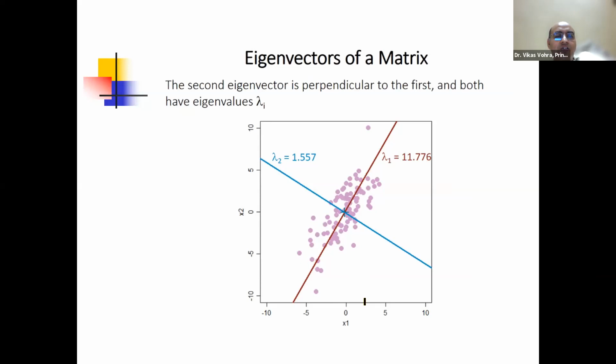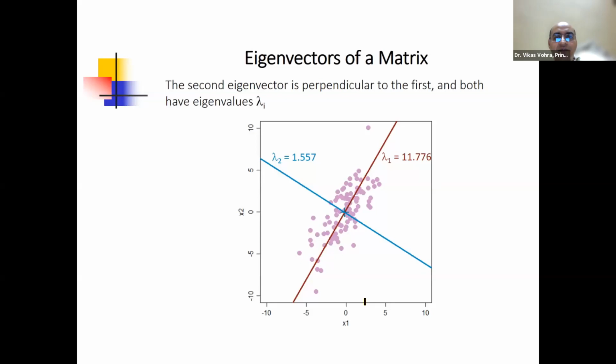So the spread is along the second. So how much is the total? The total is somewhere 11.77 plus 1.55. And 1.55 is the eigenvalue, which is much less than 11. Similarly, if we draw a third vector in the direction where variation is there, it will be still less than the second eigenvalue.